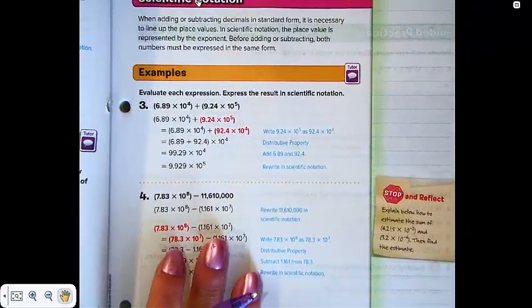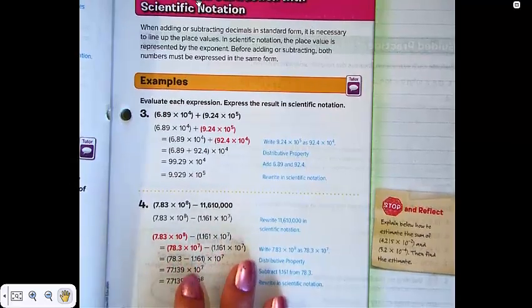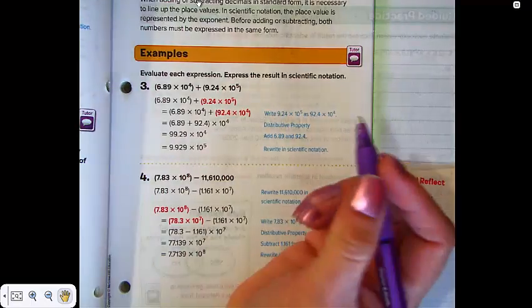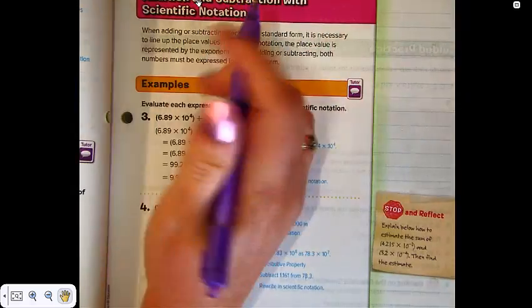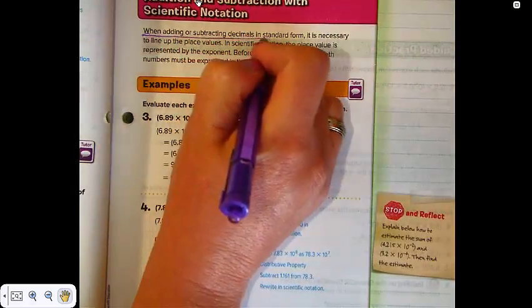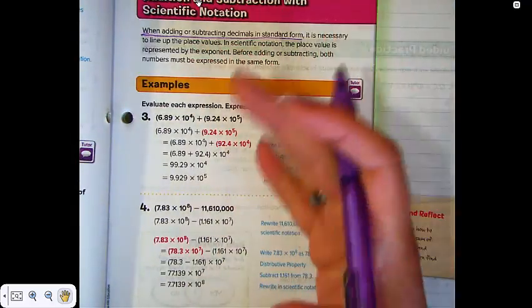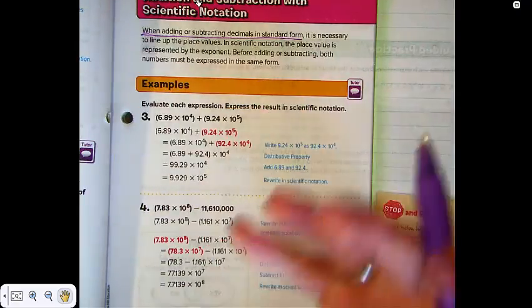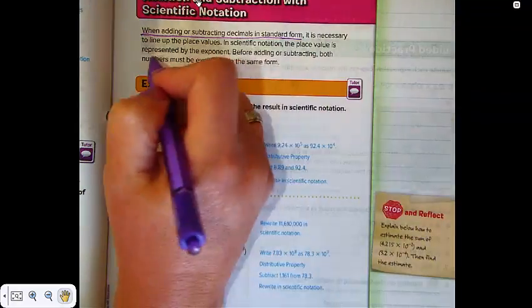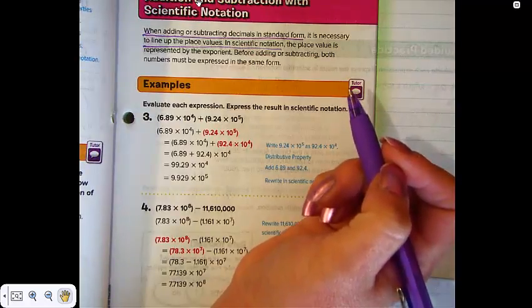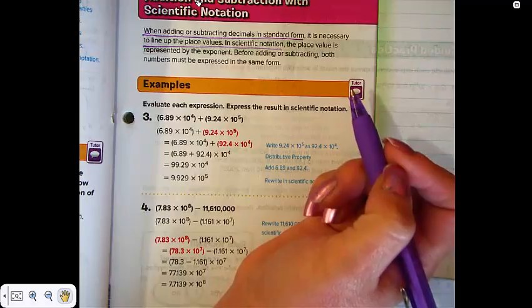Let's look at this one. Again, this is another example where you want to line up, hopefully up here. I want you to highlight this, star this, whatever you need to do. When adding or subtracting decimals in standard form, and this is huge because we mess up on this a lot. We get our lining up of our decimals incorrect, and then it gets our entire problem incorrect. So you have to line up the place values in scientific notation. Regardless of whether you're doing scientific notation or not, whenever you're adding or subtracting decimals, you must line them up.